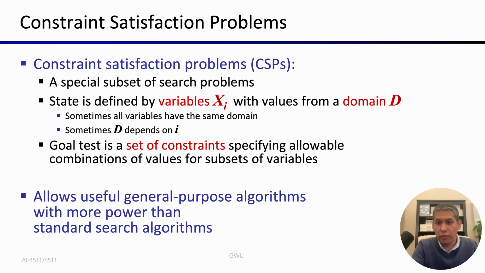Just as a quick refresher, constraint satisfaction problems are a specific subset of search problems where a state is defined by variables Xi. There are many variables, and each variable has values that it can pick from a domain D. Sometimes all the variables have the same domain. Sometimes each variable can have its own domain. The goal test is a set of constraints specifying the allowed combinations of values for those variables. What we're interested in is useful general purpose algorithms rather than just using a simple search.